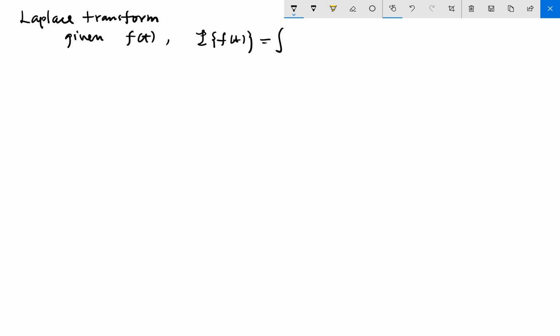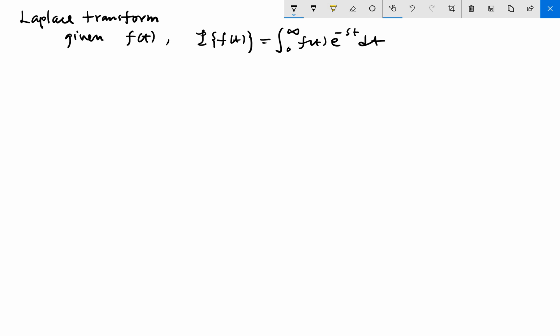has been defined as an improper integral from 0 to infinity of f(t) e to the negative st dt. So Laplace transform has been defined as an improper integral. For a given s, you get an integral. You integrate that, you get a number. For another s, you will get another number. So Laplace transform is a function of s.